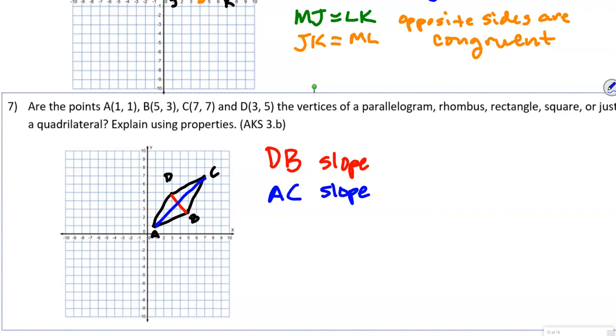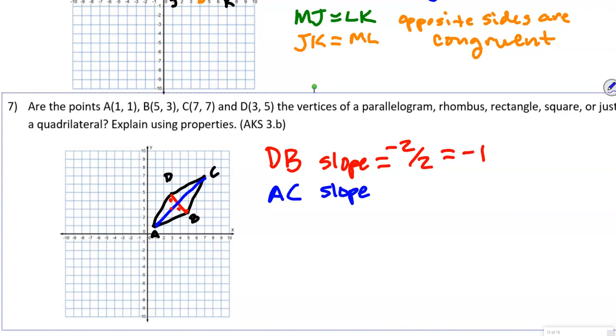So we are going to find DB. When we do DB, it falls from left to right. So it's 1, 2, and then 1, 2. Wait, where's B at? 5, 3, 1, 2, 1, 2. So this is -2 over 2. So that's a slope of -1.